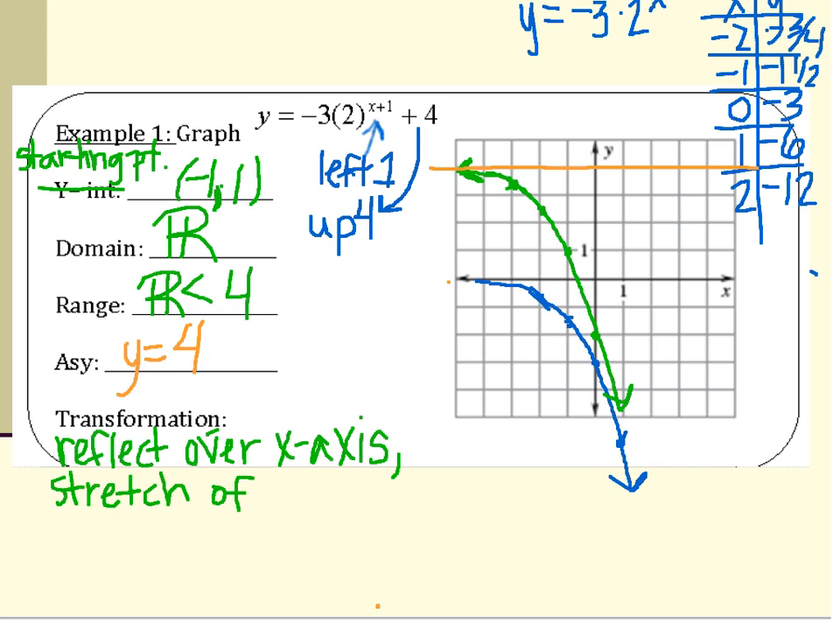Sorry, not a stretch of 4, a stretch of 3. So it's a stretch of 3. And then we went left 1 and up 4. So that's a good, thorough description of what our movement was. The last thing that we should do here is highlight our actual graph that we know is the right one. So this is the graph that we know is our right one. Make sure you do that when you're making these movements.